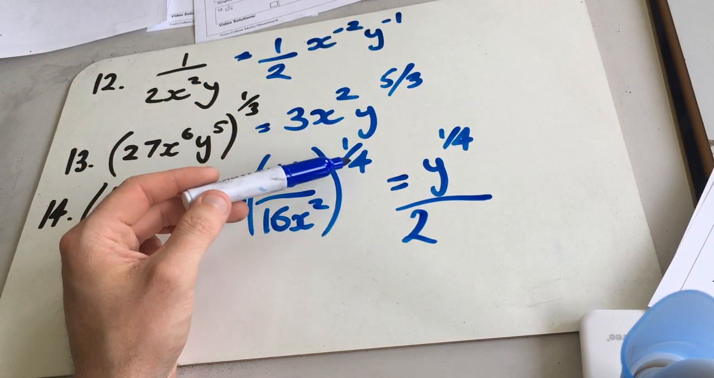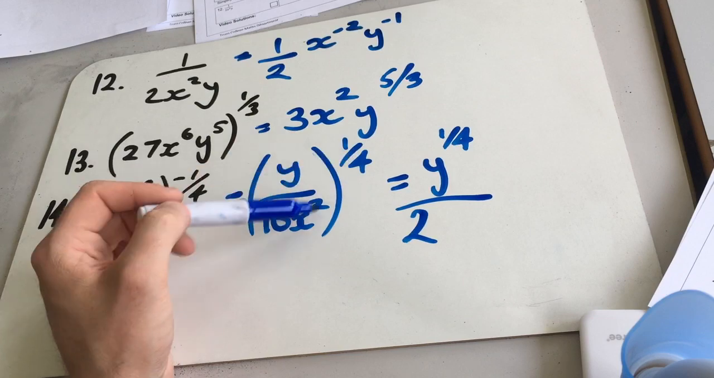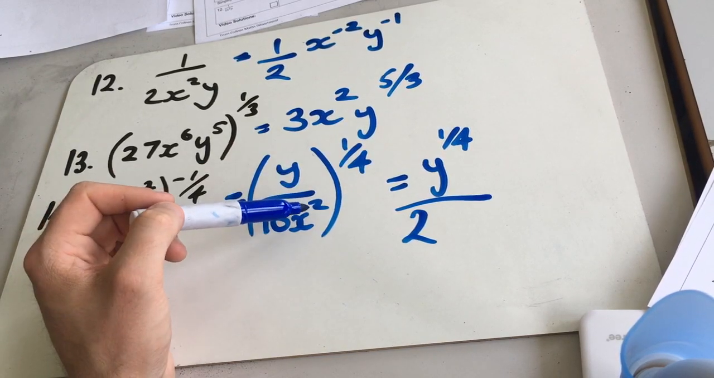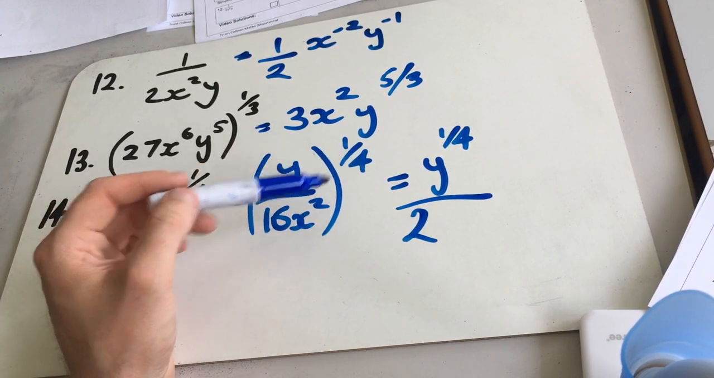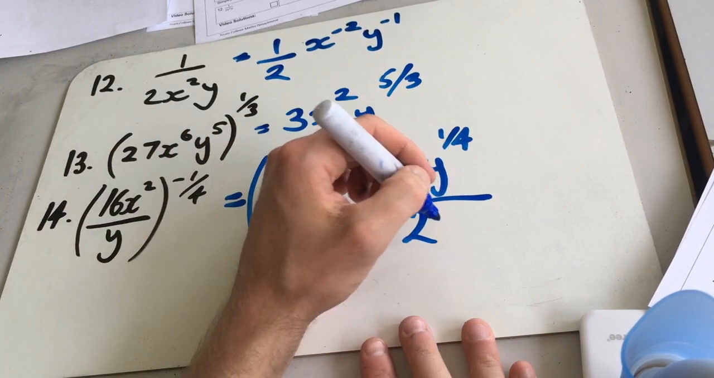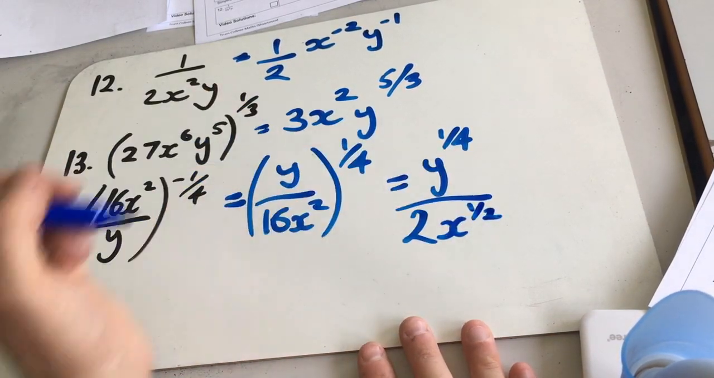And a fourth root of x to the power 2, or we can imagine timesing these powers together. We're going to get 2 times a quarter, which is going to be a half. So we get x to the power half there.